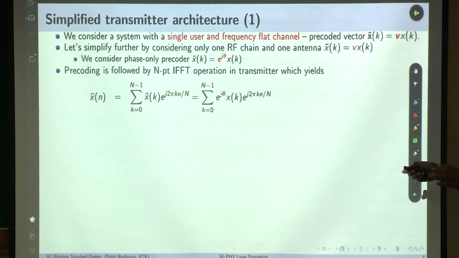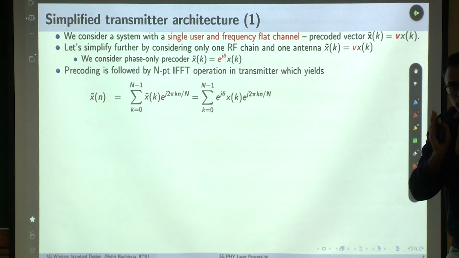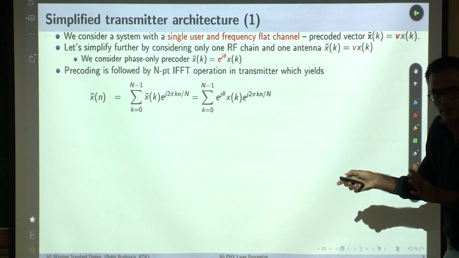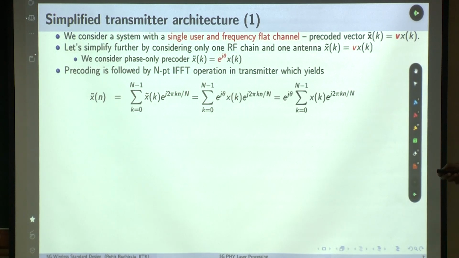Look at this, e raised to power j theta. Is it a function of k? k is the subcarrier. I made it independent with respect to the subcarrier, right? The precoder V is independent of the subcarrier, so I can pull it outside this summation. What is this? This is the IFFT of the unprecoded signal, a time domain signal multiplied by the precoder in time domain, not in the frequency domain now.